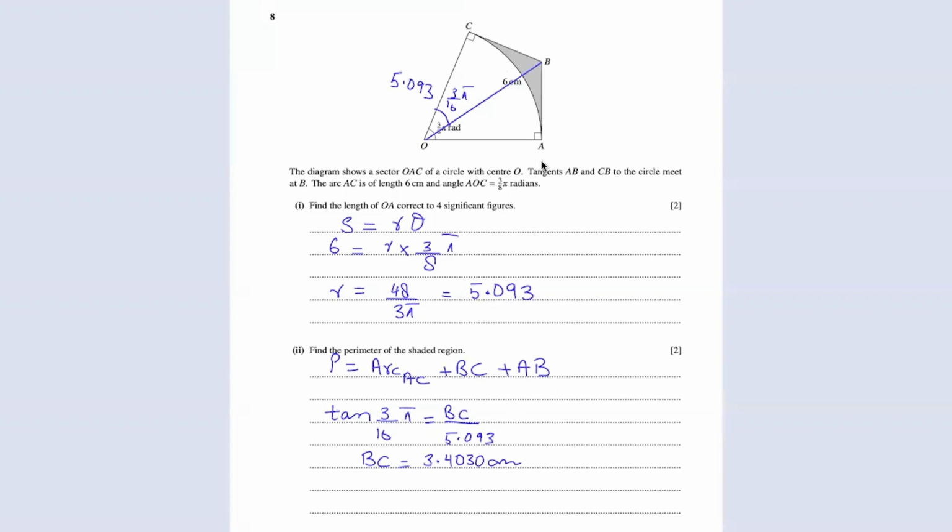And as CB is equal to AB, the perimeter will become the arc length 6 plus 3.4030 plus 3.4030. So the final answer will be 12.8 centimeters.